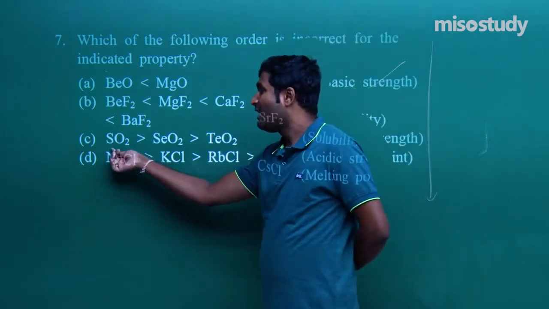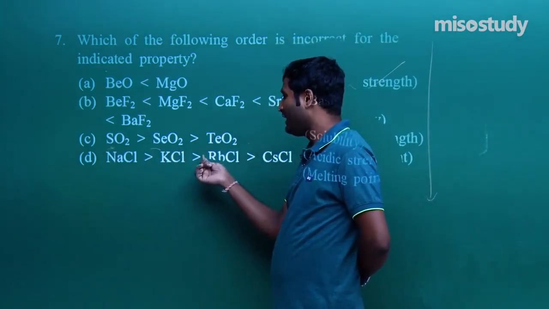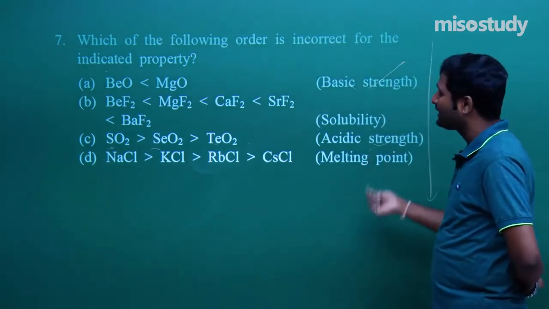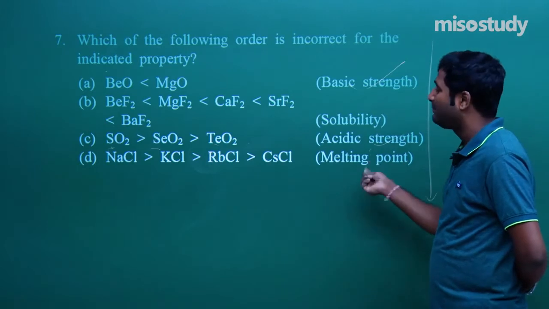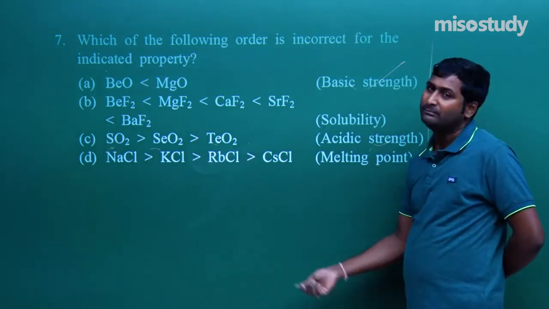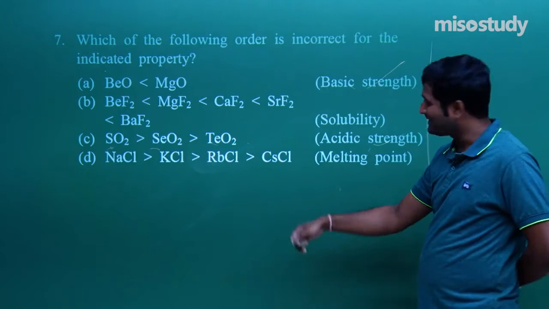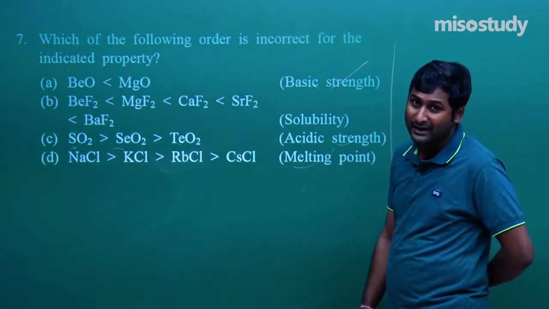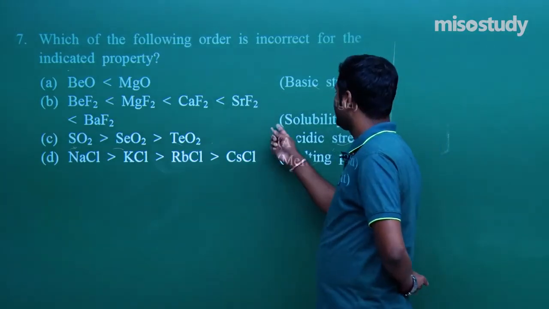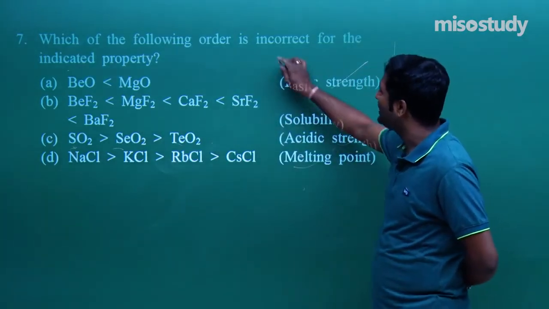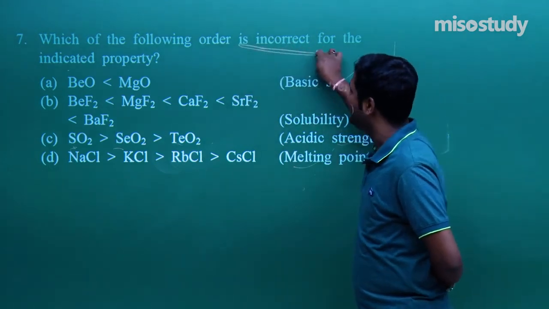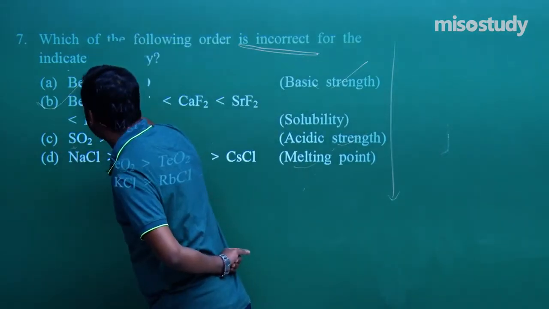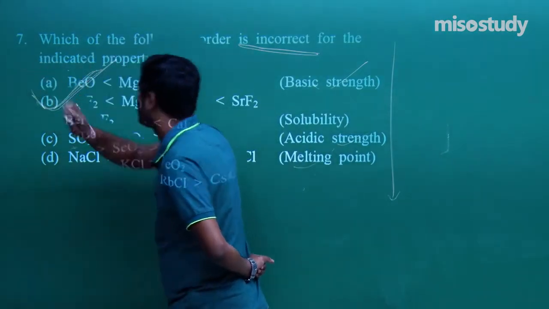So sulfur is more non-metallic than selenium and then tellurium. So this is also a correct order. Yes sir, this is also a correct order. Now the melting point, and we know this is a crystal structure. This is a simple question. This is also correct. So which one is incorrect here? Sir, this one is incorrect. So for this question, the incorrect one, the mismatched property, is B. B is the correct option for this question.